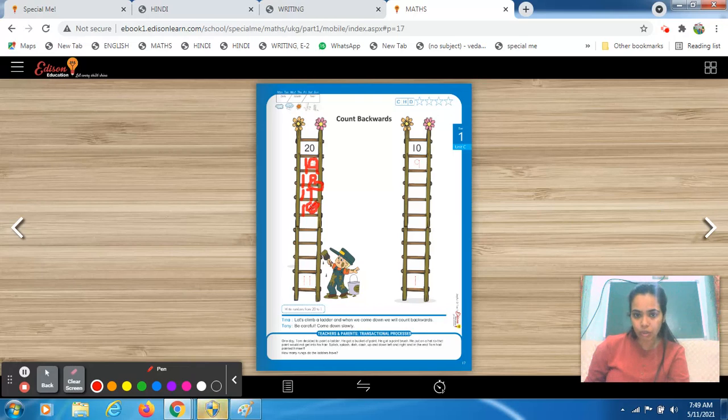Okay, now I'll ask questions with you all. You all have to be careful and you all have to be ready for my question. Okay, so who will give me the first answer? Mitakshi. Mitakshi, tell me what comes before 16? Ma'am, 15. Very good, Mitakshi. Clapping for Mitakshi.